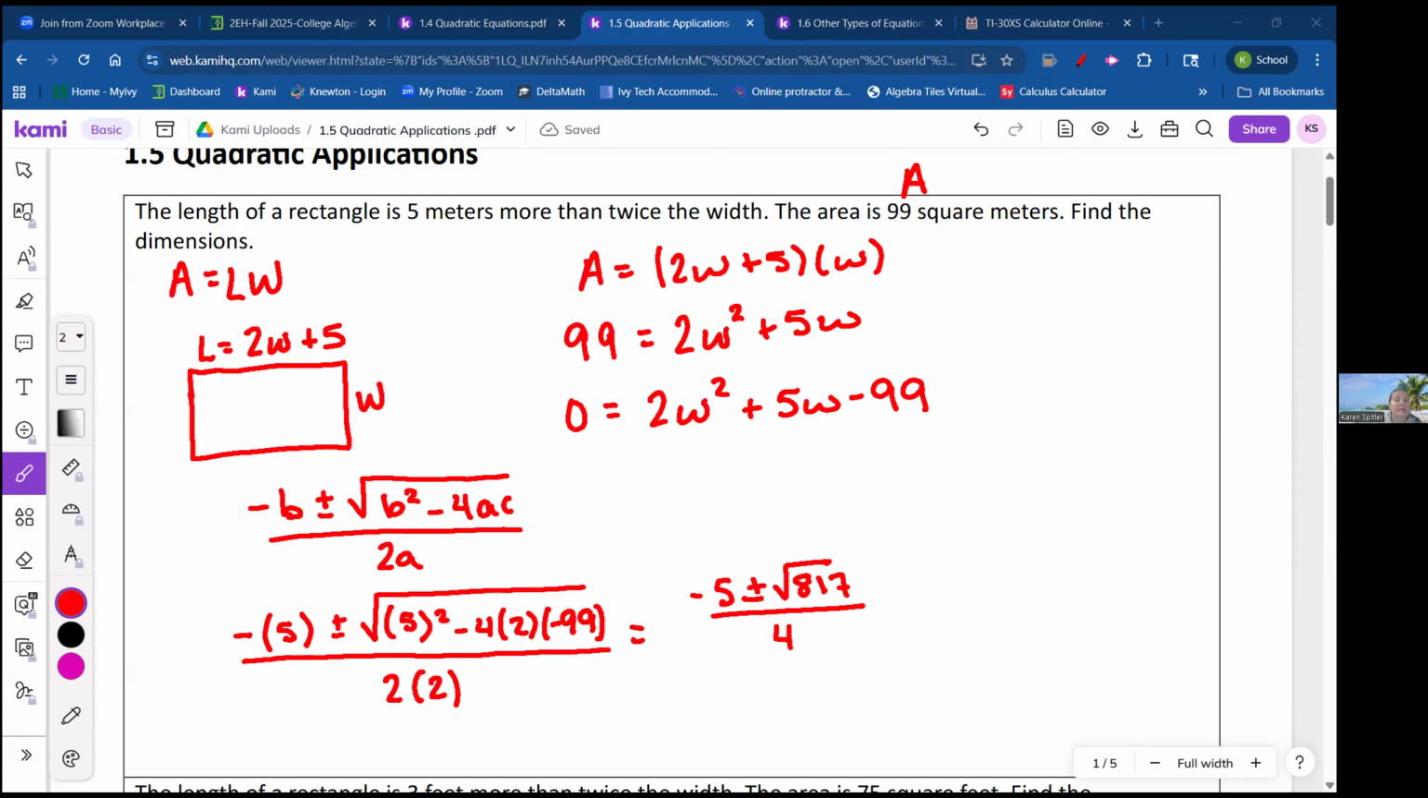Now, this is one of those times where that handy dandy calculator is going to do you a handy dandy favor. We're going to break this into 2 problems and we're going to round, right? We're going to round because we don't know what the square root of 817 is. And the last time I measured something, I didn't look at my tape measure and go, wow, that's the square root of 817 feet long.